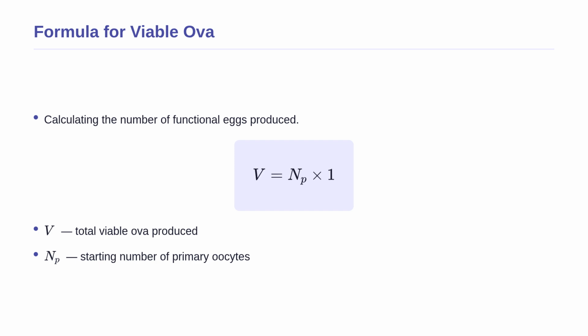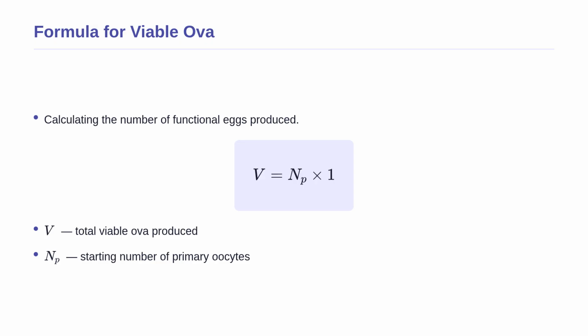Conceptually, since one primary oocyte only ever produces one viable egg, the relationship is a simple 1-to-1 ratio. The formula is V equals n sub p times 1. Here, V stands for the total viable ova produced. N sub p represents the starting number of primary oocytes.